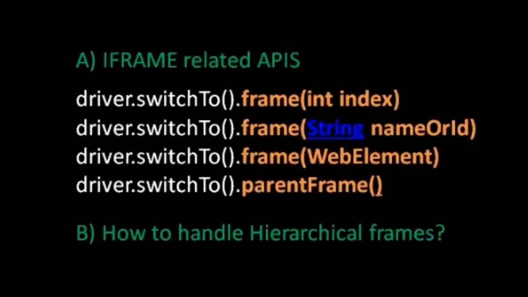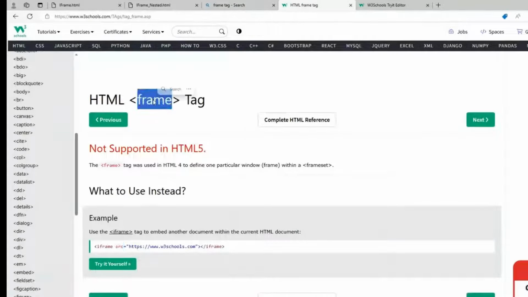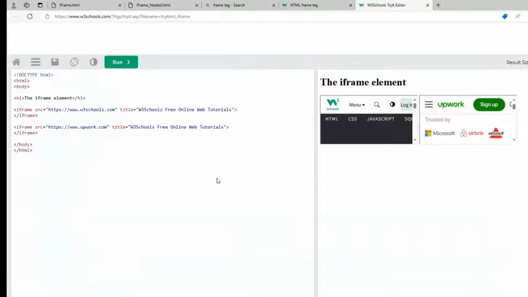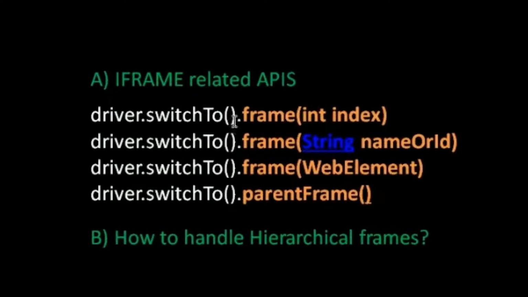I hope this is clear. Let us quickly see what we have covered in today's session. So we saw what an iframe is. We saw that the frame tag has been deprecated, and as a replacement it is suggested to make use of the iframe tag. Then we saw that the iframe tag is used to embed an external application inside a given application. We also saw how to embed two iframes in one application. After that, we saw how to switch to a frame.